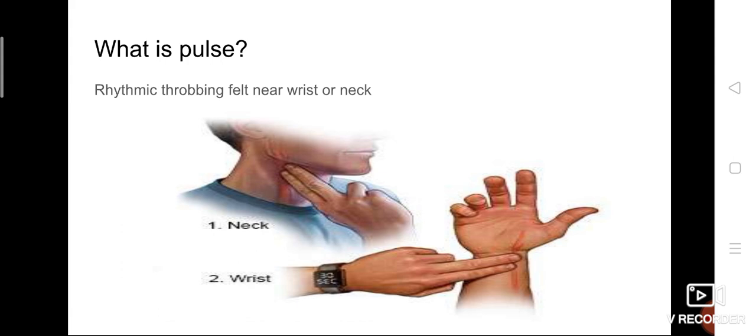Contraction and relaxation of the artery is taking place. That contraction and relaxation is felt like a rhythmic vibration. That is what you call pulse. So pulse is nothing but the movement due to the flow of blood in the arteries. So what is pulse? Pulse is a rhythmic throbbing felt near either the wrist or neck portion, and that is due to the movement of blood through the arteries.